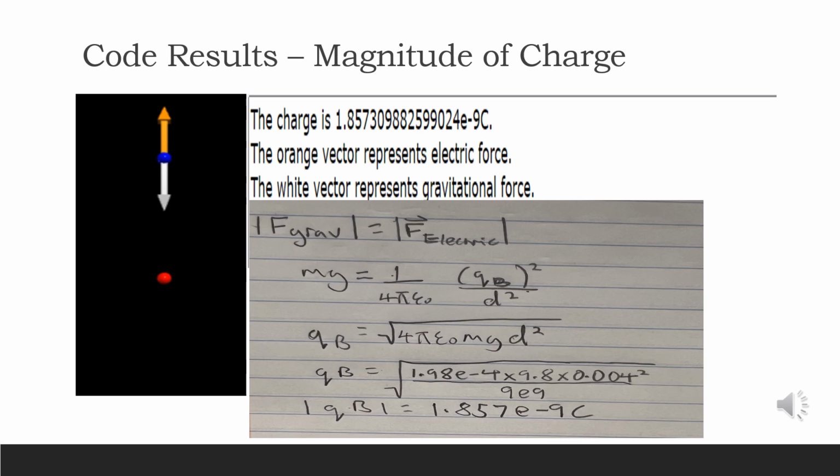So here's the output of my program. The orange arrow represents the electric force on tape A due to the other tape, and it's the one on top as it's the one we are interested in for this lab. I've also included the force due to gravity in white, and you can also see the numerical output of the program to the right. So as you can see, the magnitude of charge as per the computational model is 1.857 times 10 to the negative 9 coulombs. And as you can see below, doing the same calculations by hand yielded the same results. I found my tape to be negatively charged as it was repelled by a negatively charged pen, which I obtained by rubbing it against fur.